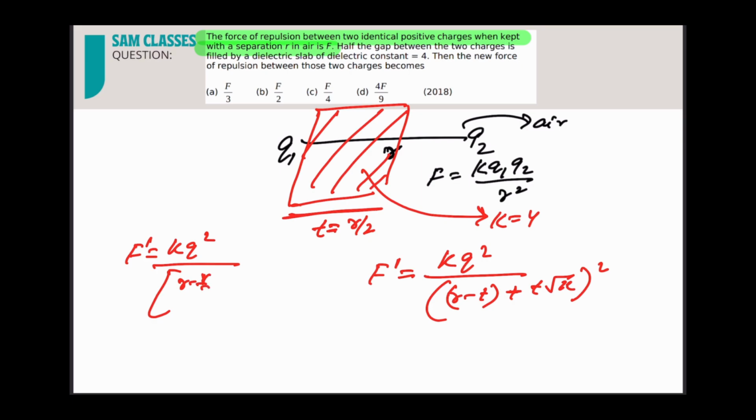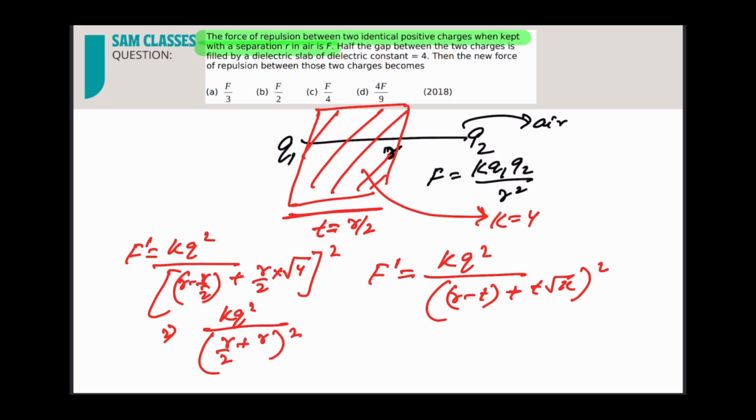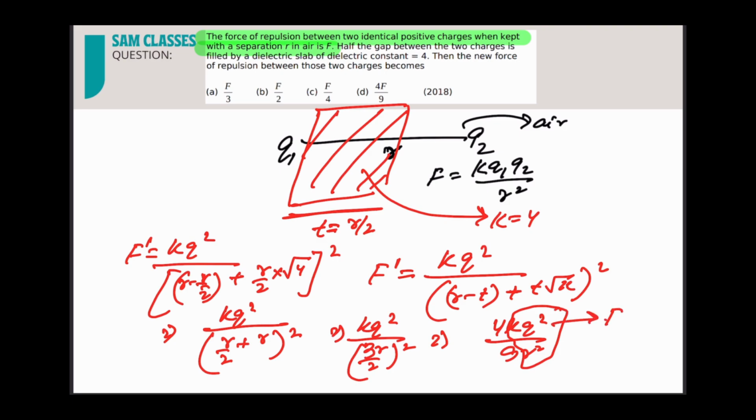So R minus R by 2 is equal to what? Half only. Plus T is R by 2 into root K, root of 4, and then whole square. So that is equal to KQ square by, it will be R by 2 plus R whole square. Correct. So what are we getting, students? KQ square by 3R by 2 whole square. If you send it upward, 4KQ square by 9R square. We already know this value is nothing but F. So we got 4F by 9. It will take max 30 seconds. Once you know this formula, whatever comes up, you can put it in and solve it.